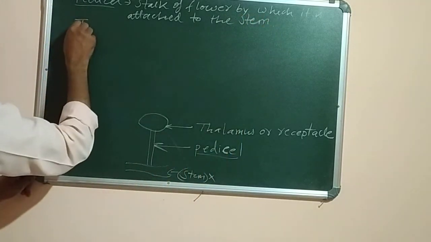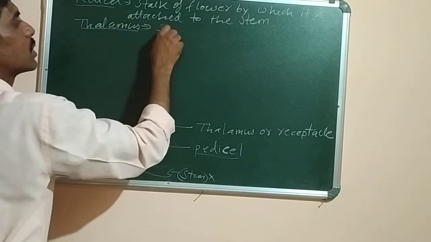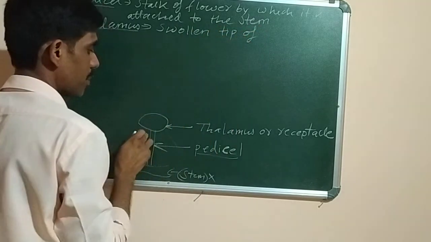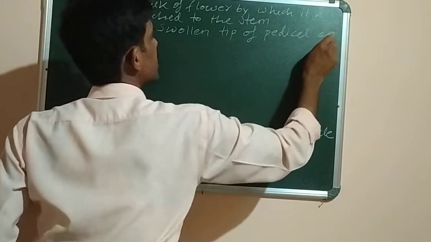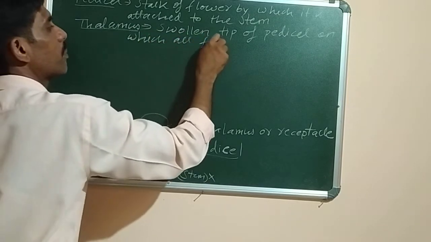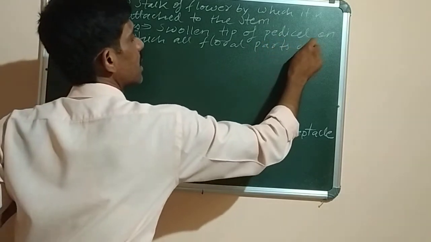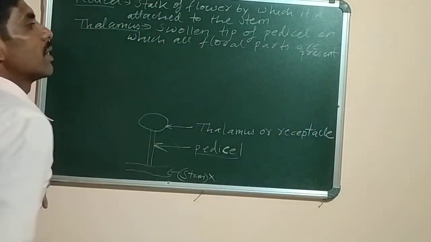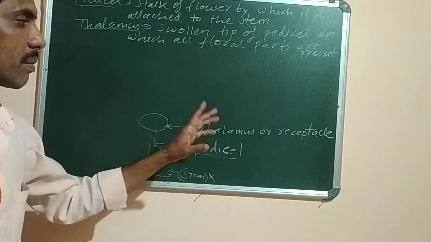Now what is thalamus or receptacle? Thalamus or receptacle is the swollen tip, the upper part of the pedicel, on which all floral parts, meaning flower parts, are present. The swollen tip of the pedicel on which all the flower parts are borne or present is called thalamus or receptacle.